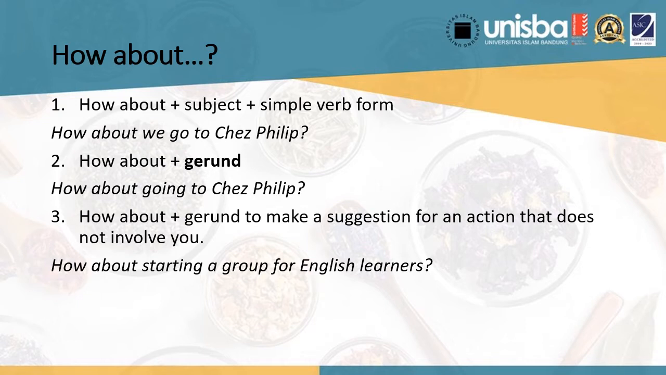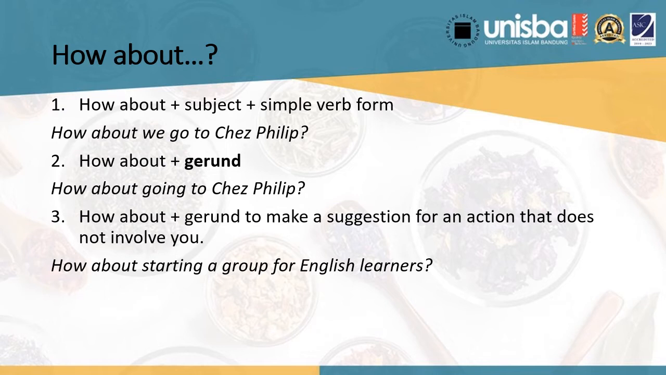So look at the example here. How about we go to Chez Philip? In this example, the subject is we and the verb is go. Okay? So the second structure for using how about is how about plus gerund. So look at the example here. How about going to Chez Philip?